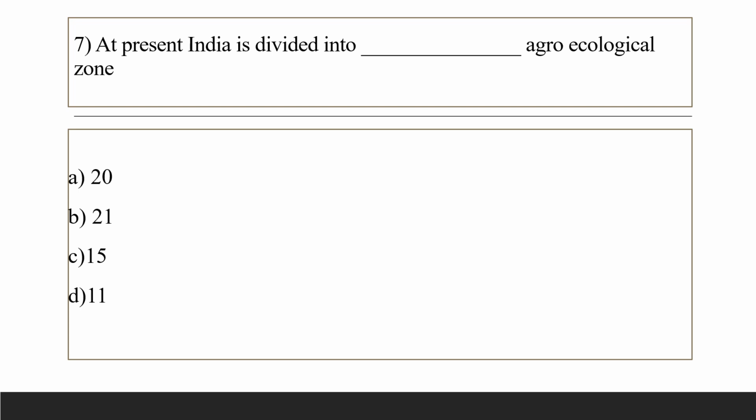At present, India is divided into dash agroecological zones. An agroecological zone is a land unit characterized by flora, fauna, and vegetation. Here crop production is less possible. So agroecological zones are divided into 21. Option B.